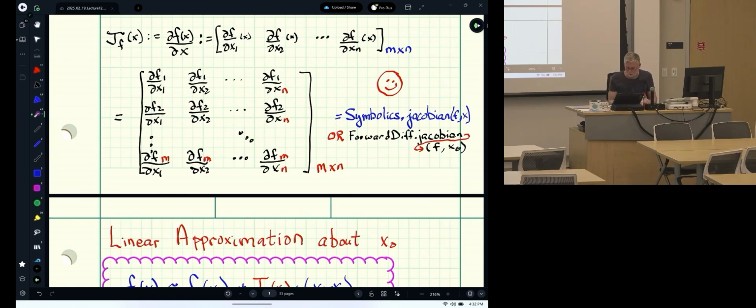We use Symbolics.jacobian or ForwardDiff.jacobian to compute the Jacobian matrix. Use Symbolics if you want the Jacobian as a function of x that you can then do something else with. And you use ForwardDiff when you want the Jacobian evaluated at a point, say, x0.